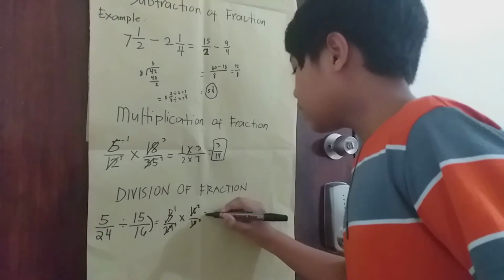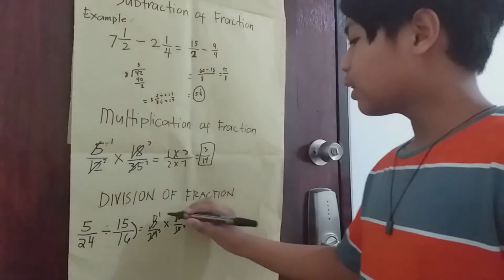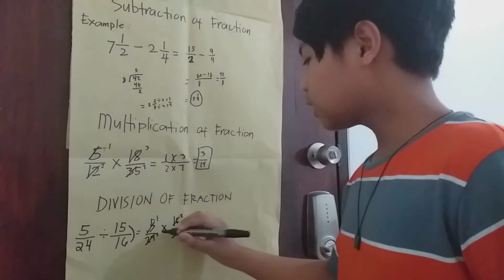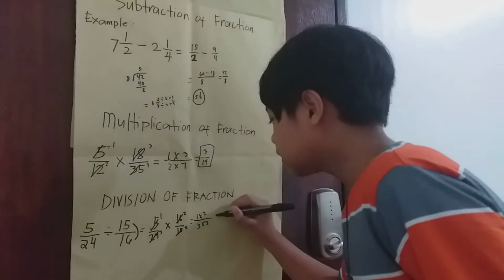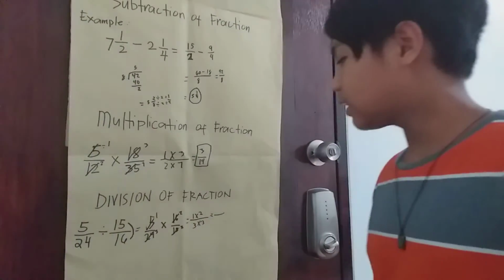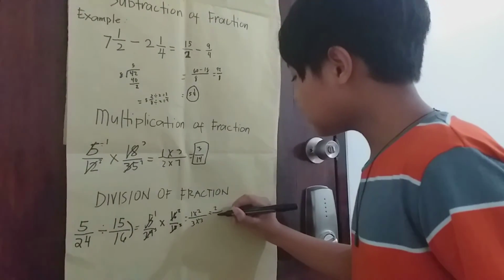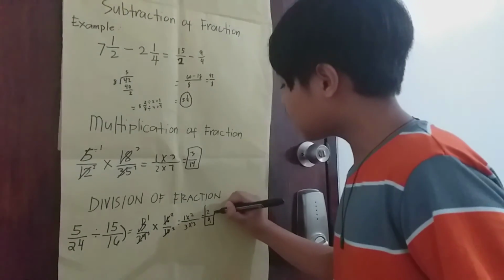Next, we will copy the numerator and denominator. So 1 times 2, 3 times 3. Next, we will multiply it. So 1 times 2 is 2. 3 times 3 is 9. So 2 over 9 is our final answer.